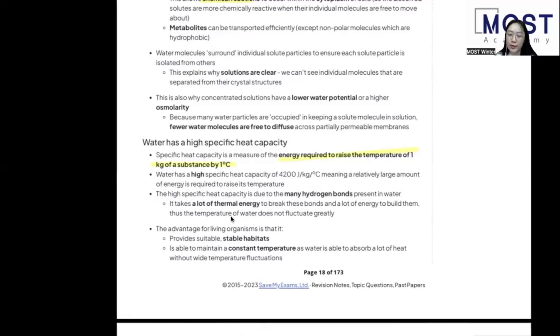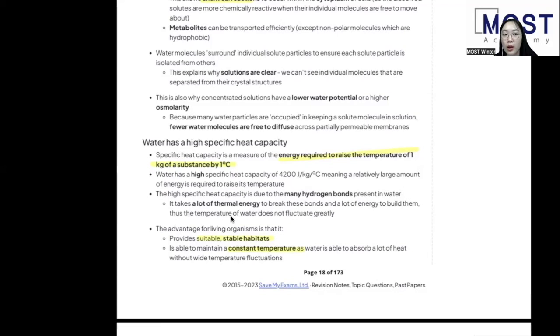Because it provides a suitable and stable habitat for organisms. Because water doesn't change temperature easily, it provides a suitable and maintained temperature throughout, right? So obviously organisms don't have to adapt to new temperatures, and it'll be a more suitable and safe environment for it to survive. And also, it's able to maintain a constant temperature, as water is able to absorb a lot of heat without any wide temperature fluctuations.